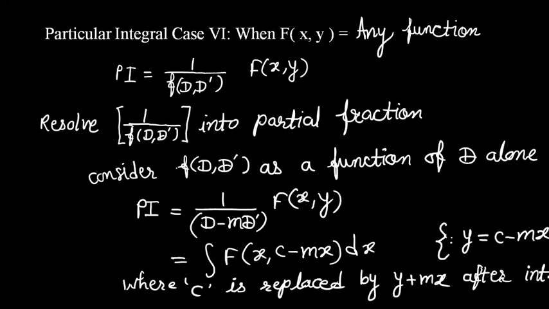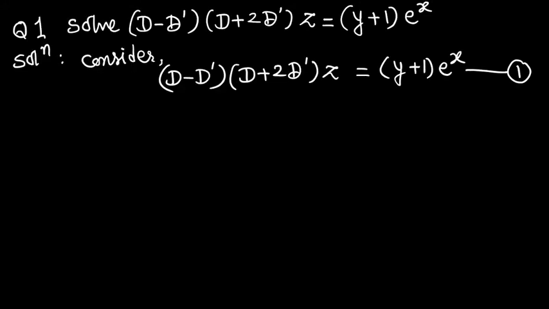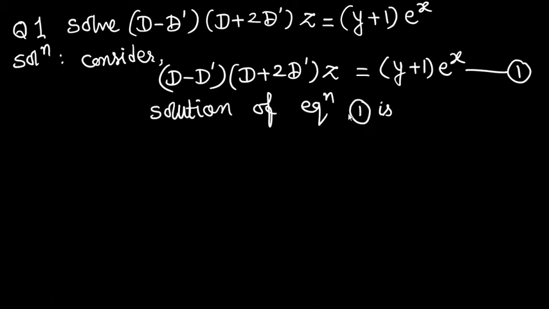In this way, we simplify the problem by case number 6. Now we discuss one problem on this. Consider the given equation, call it equation number 1. The solution of this equation is z equal to CF plus PI, which gives equation number 2.